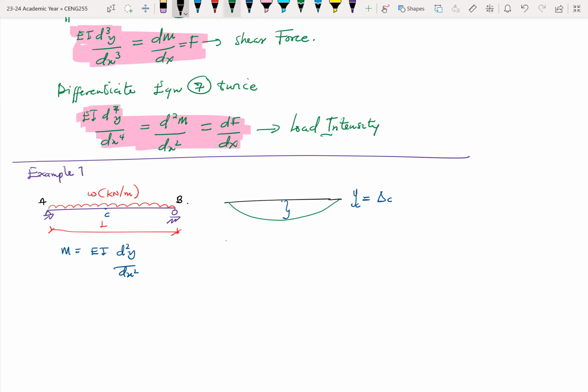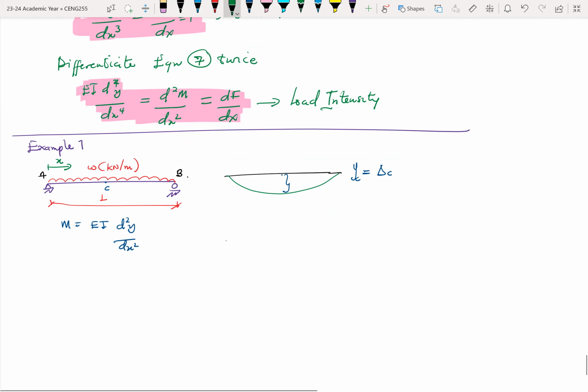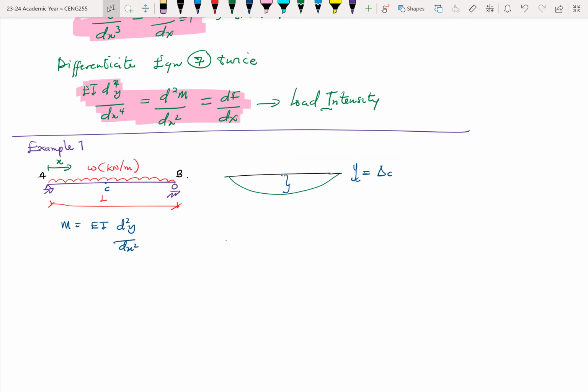So let's say X starts from A towards B. From here, we can easily find our reactions, VA and VB. VA is equal to VB, which is equal to WL over 2. You just have to find the total load of the UDL, which will be W times L, and then you divide that by 2, and that should give you the vertical reaction for each of the supports.